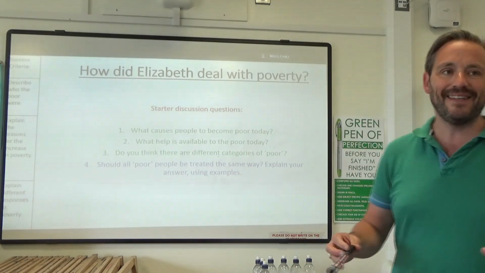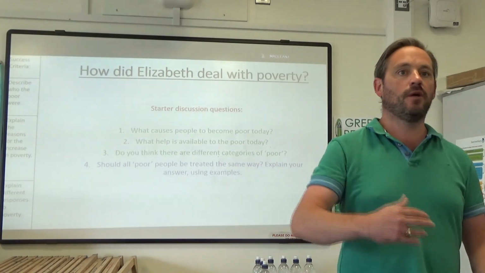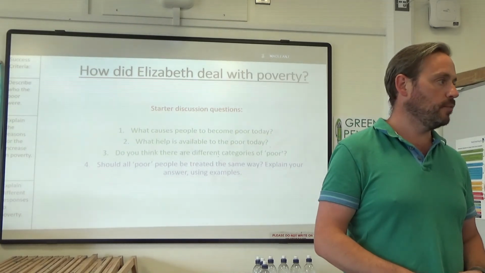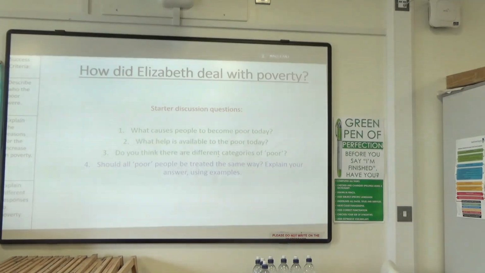What we're looking at is why did poverty in Elizabethan England grow? Why were there more poor people in Elizabethan England? So, as I said, running through this very quickly for those people who are at home.